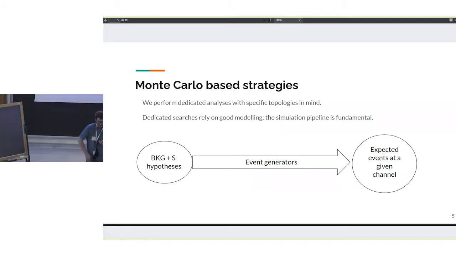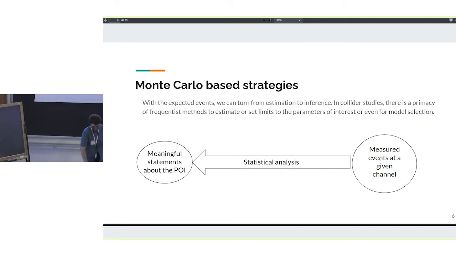So what we do is we implement a simulation pipeline where we start from the background and signal hypothesis, which can be hopefully codified in a Lagrangian with some couplings and some masses. We have some event generators that are able to give us the expected events at a given channel. So we design the collider experiments, we search for a given channel, and we know what we expect for a certain background and for a certain signal model. So I'm trying to be very general. Please interrupt me or please tell me to move along.